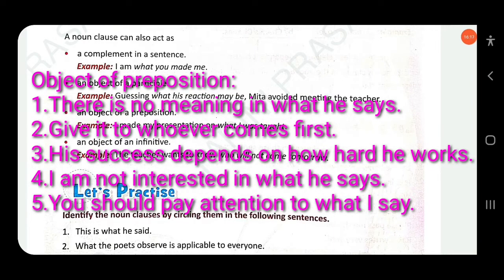Similarly, take another example. Give it to whoever comes first. So whoever comes first, this is noun clause. But here it is the object of the preposition to.